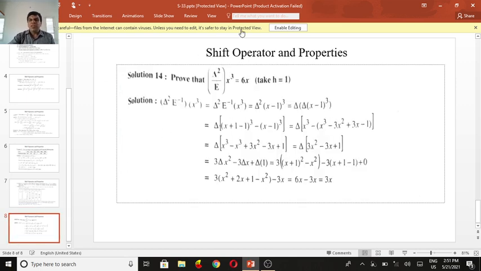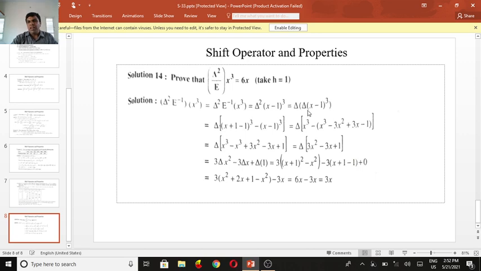We prove del square by E of x cube equal to 6x. Take the interval h equal to 1. So let's take the left hand side. First simplify. Del square, instead of 1 by E, you can write E inverse. Del square E inverse of x cube. So we apply E inverse: x minus 1 whole cube. So again, instead of del square we can write del of del of x minus 1 whole cube.